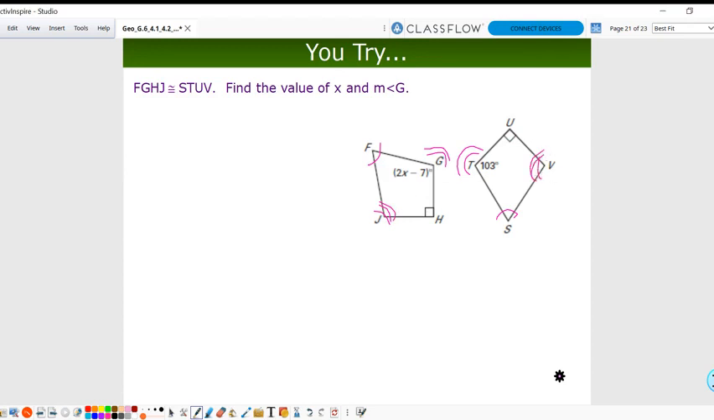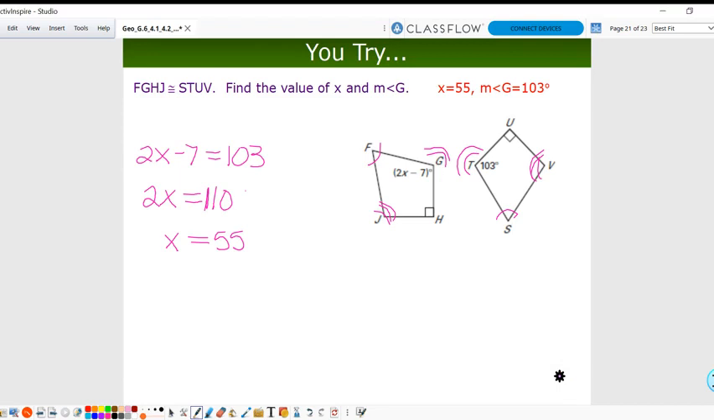Find the value of x and the measure of angle G. We know that G and T are congruent to each other, therefore 2x minus 7 equals 103. We'll add 7 to both sides. And divide by 2. We have an x value of 55. When we plug 55 in for x, 2 times 55 is 110. Minus 7 will be 103. So we found the value of x and we found the measure of angle G, which we knew to be 103.